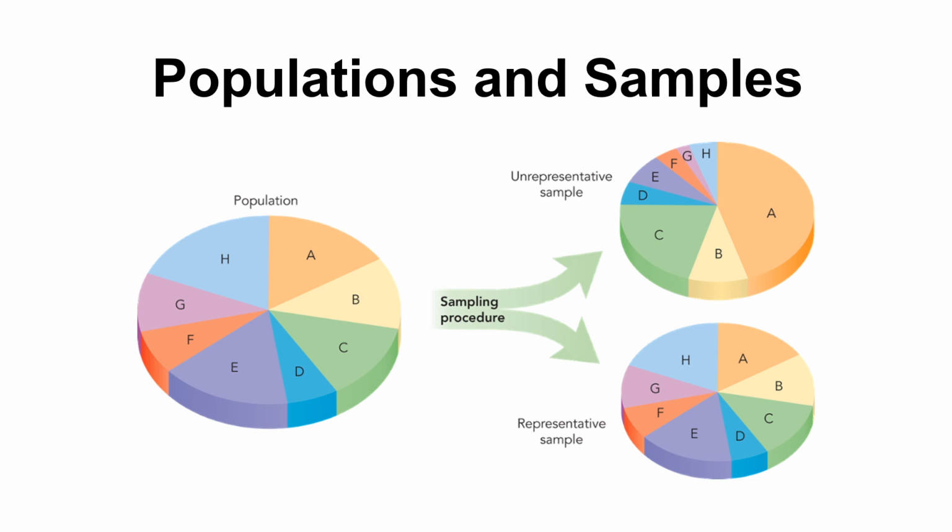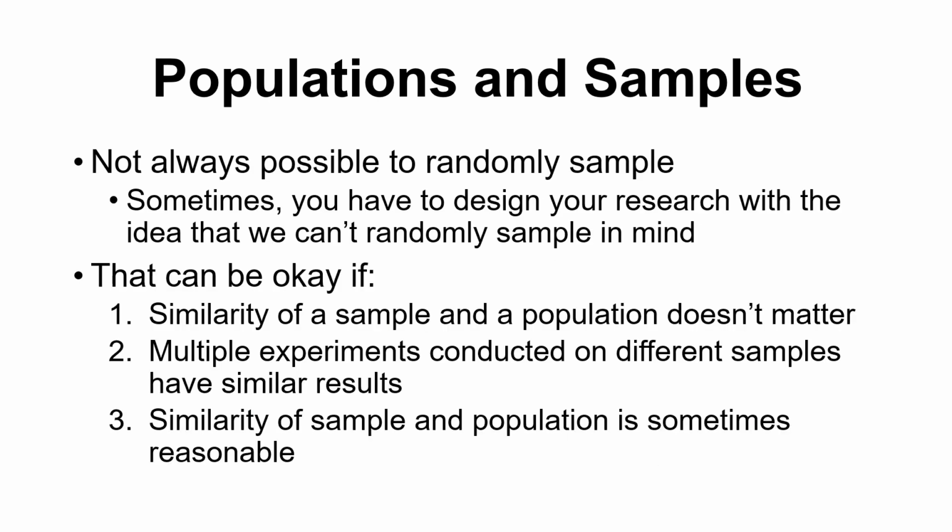If we use some non-random method, we'll usually end up with what's called an unrepresentative sample. And for some reason, these groups aren't distributed the same way in our sample as they were in the population. So that might not be the best thing to use. But as I've mentioned, it's not always possible to randomly sample. Sometimes you just have to design your research with the idea that you can't randomly sample in mind. Sometimes you take into consideration the limitations of how you can generalize your results, and sometimes you just realize that you might have to conduct follow-up studies to see if this holds true across multiple groups.